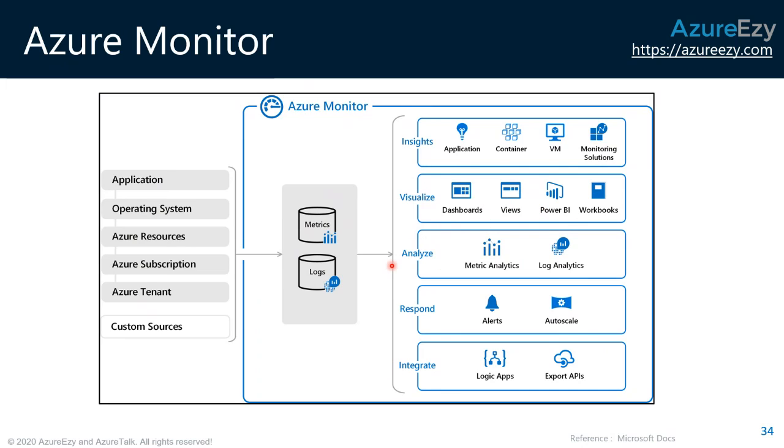Then if you want to analyze these things, we have log analytics and metric analysis. If it is a metric, you will use the metric analysis. If you have logs, you will use the log analytics to analyze that. If you want to take some action, we call it respond. If this metric happens, or if you receive this log, you want to take some action, generate some alert, or take some automated action. So we call it respond.